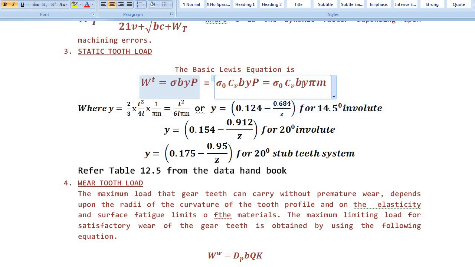So this will now be in the equation of module, and the Lewis form strength factor, the Lewis form factor, is given for different involute profiles of the gear. Based on the gear profile, for 14.5 degree involute this is the equation, for 20 degree involute this is the equation, and for 20 degree stub this is the equation. These equations are available in your data handbook for calculation of Y.